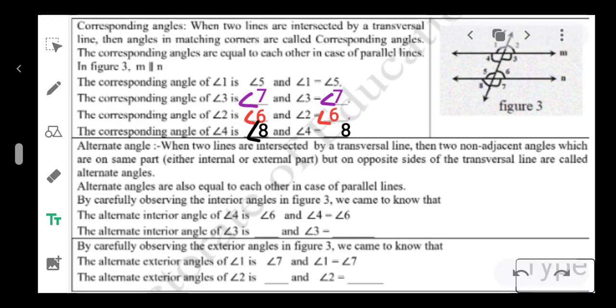Okay. Now, next is alternate angles. When two lines are intersected by a transversal line, then two non-adjacent angles which are on the same part, either interior or exterior, on opposite sides of the transversal line are called alternate angles. Don't get it? Okay, let's see.